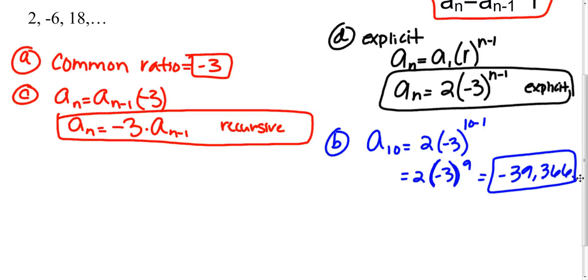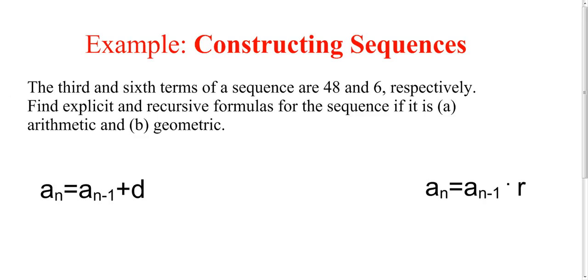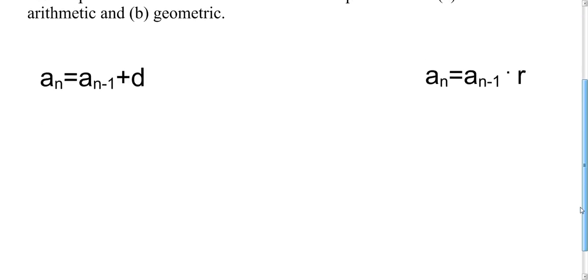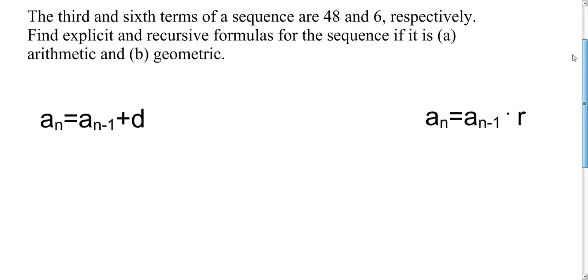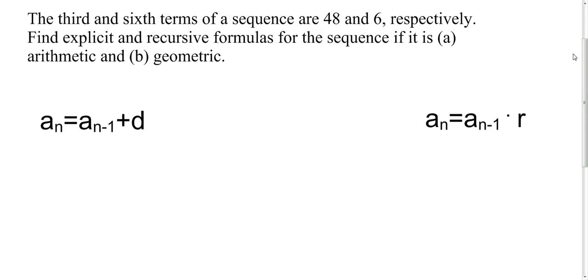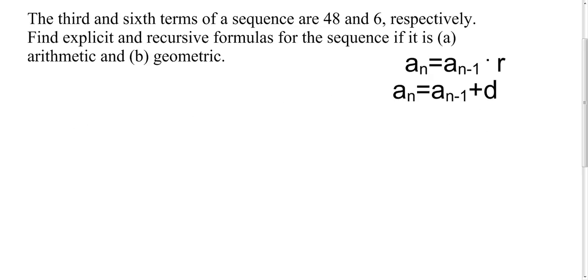Okay, and then we're going to do one more, and this is asking us to say the third and the sixth terms of a sequence are 48 and 6 respectively. Find the explicit and recursive formulas if it's a geometric or an arithmetic sequence. Okay, so here we go. First of all, I'm going to just drag these up here because they're bugging me. I am first going to start out with it being arithmetic.